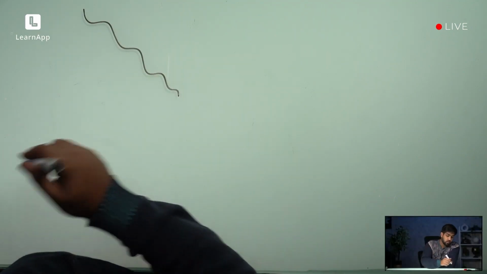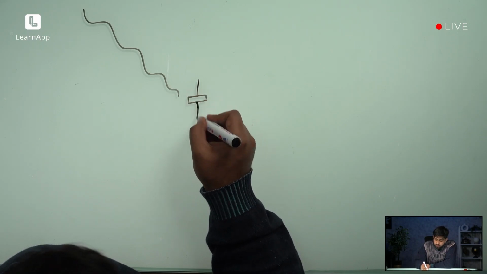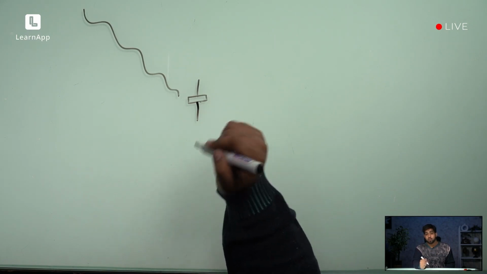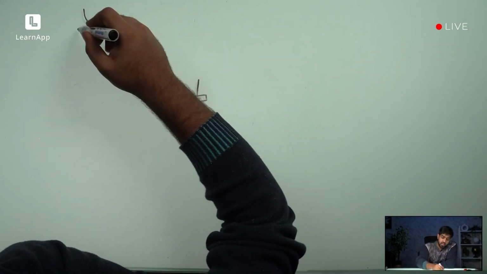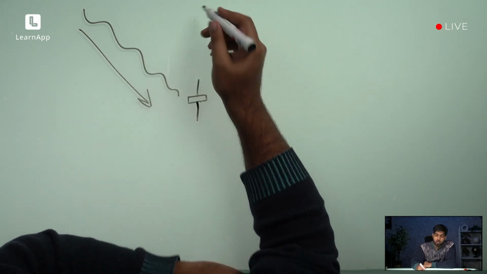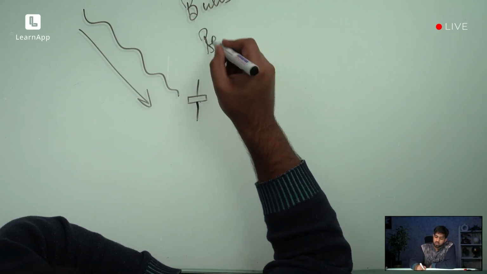Now the market is falling. Now you see a doji over here. Now when the market was falling, who had the more strength? Was it the bulls or the bears?